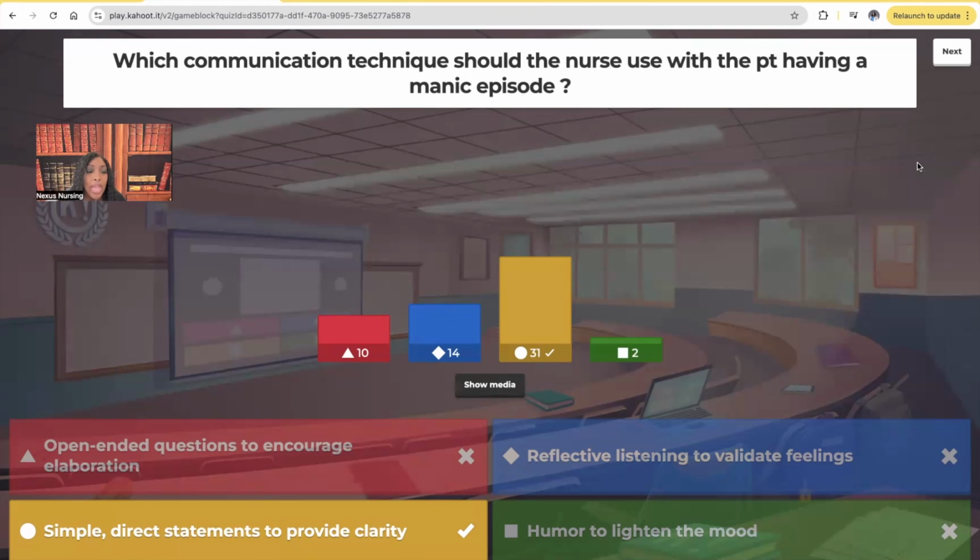What you're going to do is provide simple and direct statements because you understand their attention span is about this much. We're not going to do open-ended questions. We're not going to do reflective listening. Don't got time for all of that. They're going to be gone.